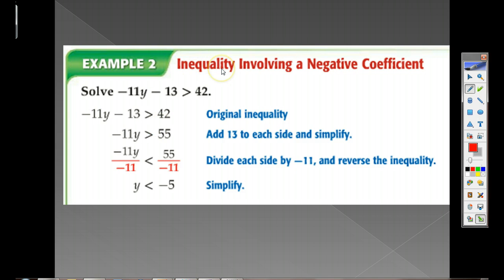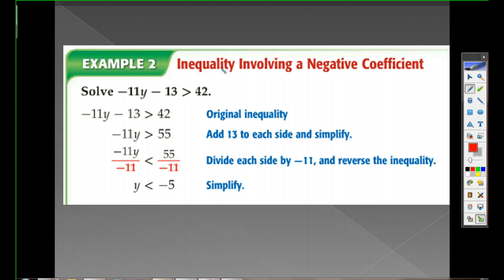Inequality involving a negative coefficient. So here is the term with the variable. So I want, again, it just to be y. Before, when we did equations, we wanted y equals a number. Now we have still y and a number, but this time it's not an equal sign, it's an inequality. So same goal here. I'm going to try to get rid of everything else.